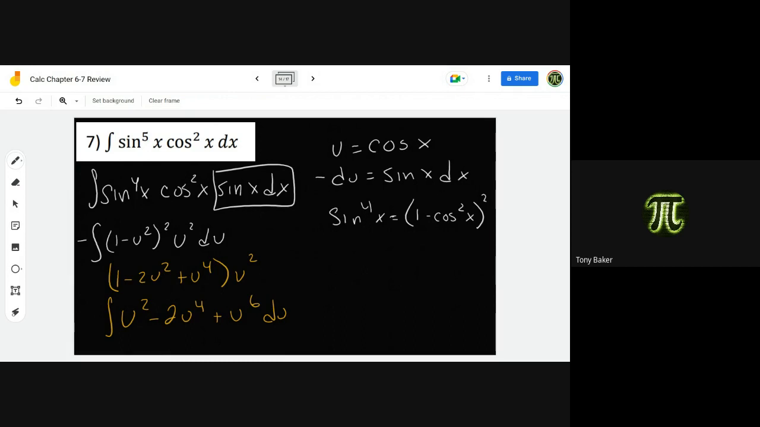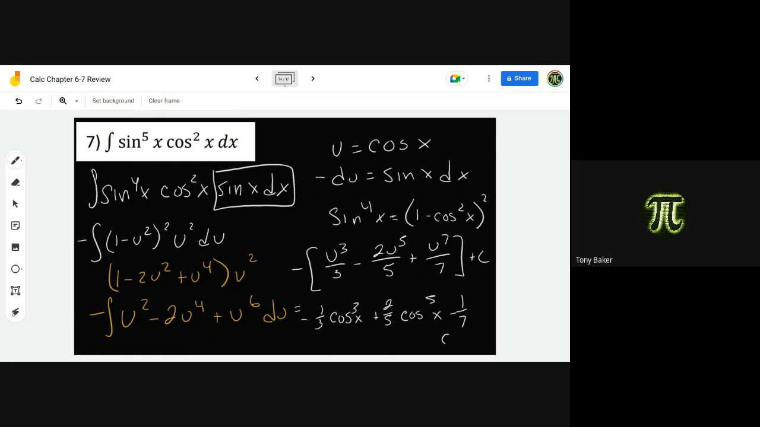All right. So take my integral of this. So I've got negative u to the third over 3 minus 2u to the fifth over 5 plus u to the seventh over 7 plus c. So negative 1/3 cosine to the third x plus 2/5 cosine to the fifth x minus 1/7 cosine to the seventh x plus c. I ran out of room. The cosine to the seventh is not really on the bottom.